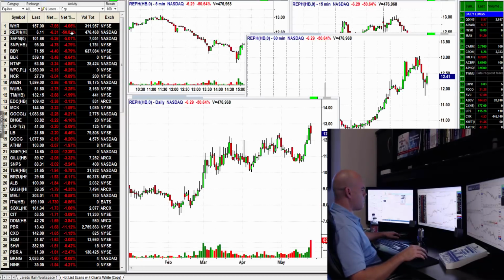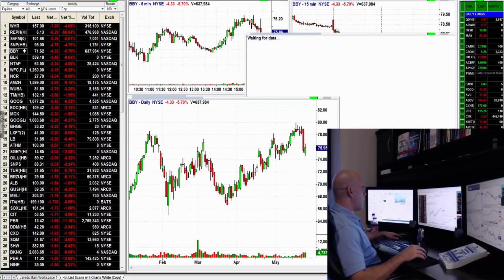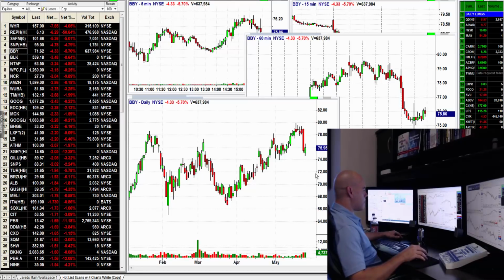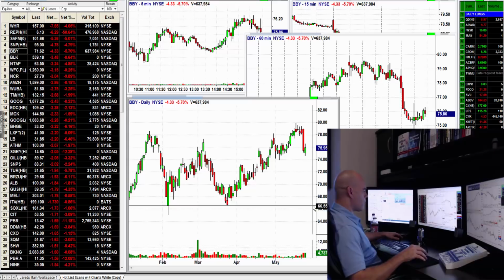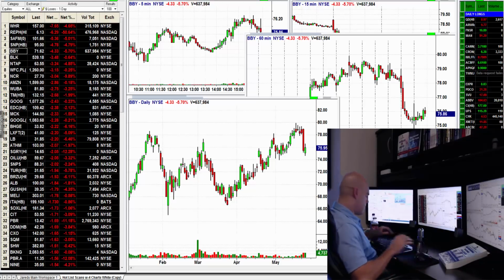REPH, 50%. That's too big of a gap for me. And the HB means it's hard to borrow. The HB means I can't short it or I have to call and try to get shares. So on this particular one, I'm not really that interested in it, but it could go lower. Next, BBBY. This is a pretty good gap to $71, gapping under a green bar with room down to 66. So BBBY, I should just say BBY.